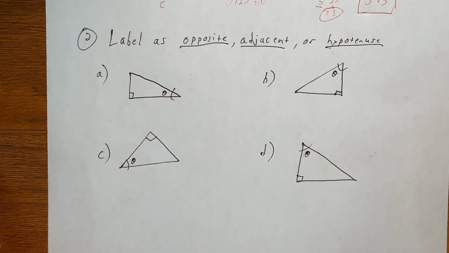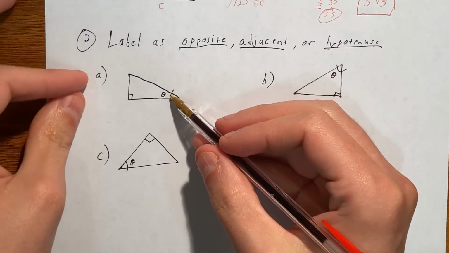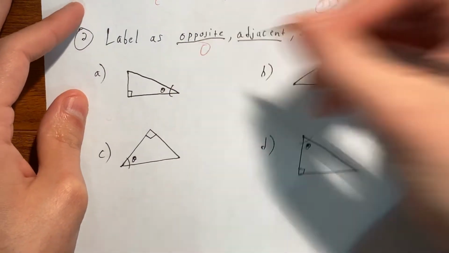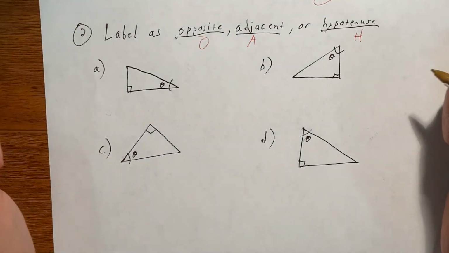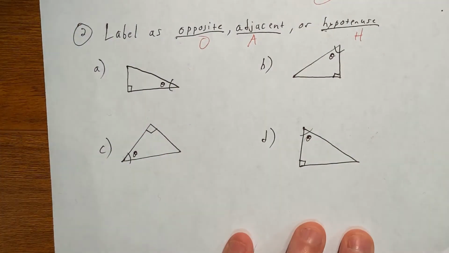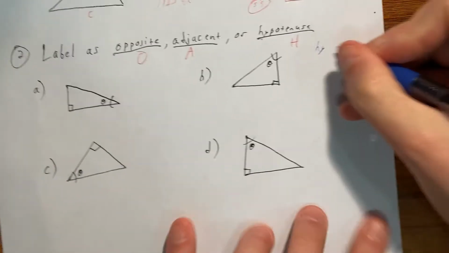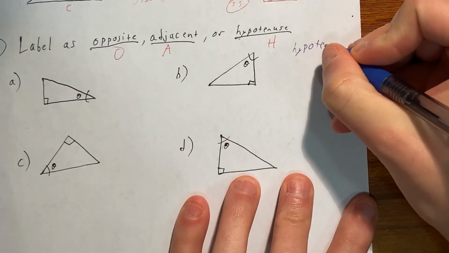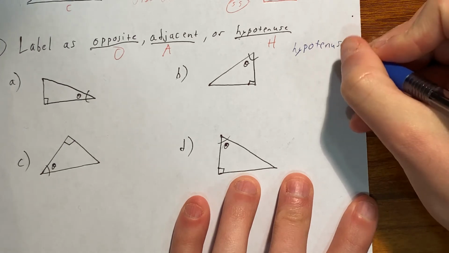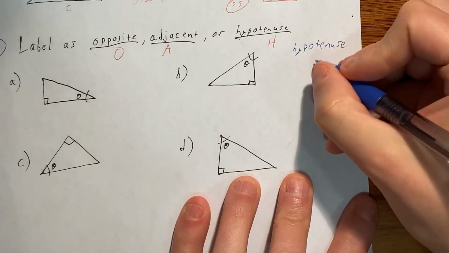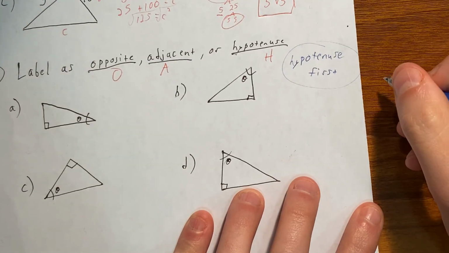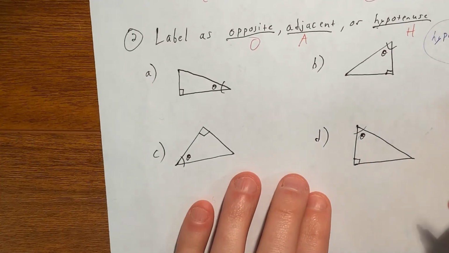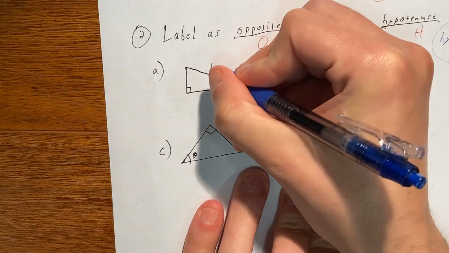Next up is labeling as opposite, adjacent, and hypotenuse. In each of these questions, I wrote an angle, and you're just supposed to write O for opposite, A for adjacent, or H for hypotenuse, capital letters. So the easiest thing to do is always do hypotenuse first. Once again, I'm going to write some notes, because I like notes. Identify the hypotenuse first. Once I find the hypotenuse, like in A, it looks like this is the hypotenuse, so I'll label it H.